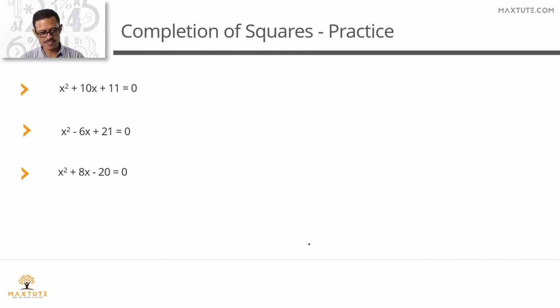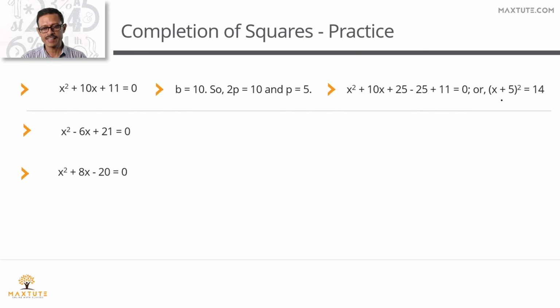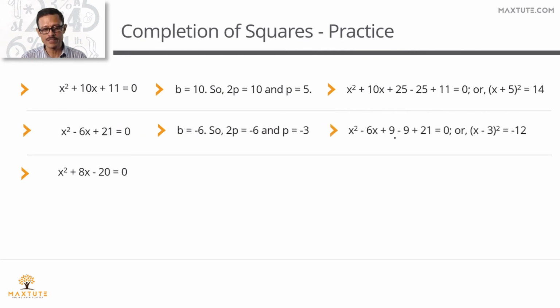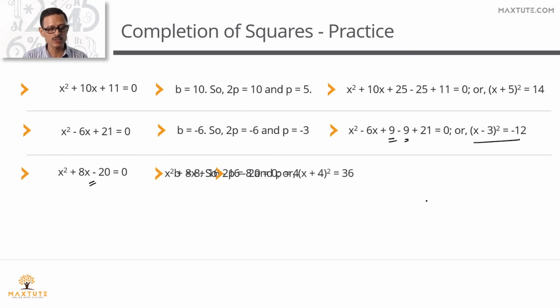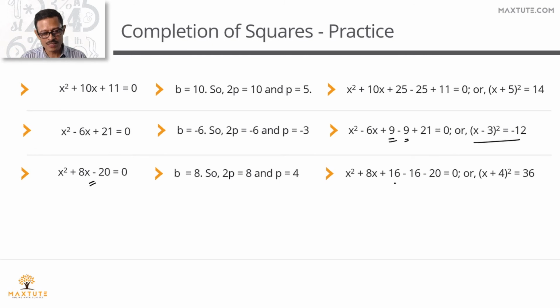Quickly done all of these in a printed form. For the first equation, it ends up being x plus 5 the whole square equals 14. Second one, we computed the value of p to be equal to minus 3. Add and subtract a p square, which is 9 added and 9 subtracted, to result in x minus 3 the whole square equals minus 12. In the last case, b is equal to 8, so p is equal to 4. P square is equal to 16. Add 16 and subtract 16 to this equation. So we'll have x square plus 8x plus 16 minus 16 minus 20 equals 0. This portion is nothing but x plus 4 the whole square. Take this to the right hand side, you have a plus 36.